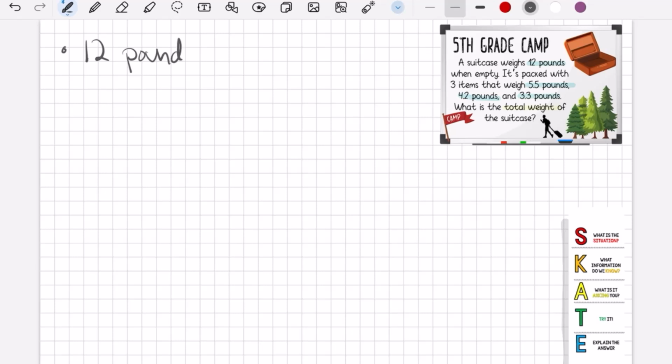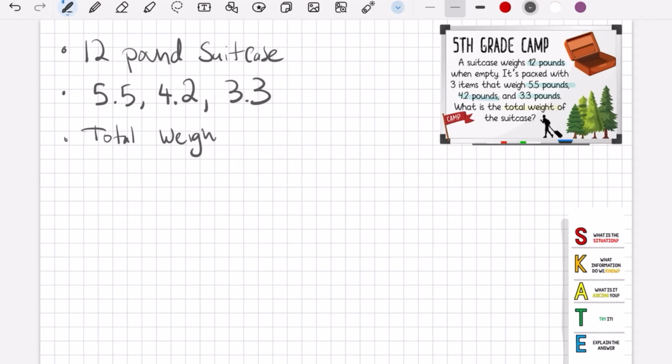So I'm writing down our important information. It helps our brain, even though we have it highlighted. So it's a 12-pound suitcase. We've got a 5.5 pound item, a 4.2 pound item, and a 3.3 pound item. And we're looking for the total weight. Part of the reason I write all this down is to give my brain time to think and then organize the information.